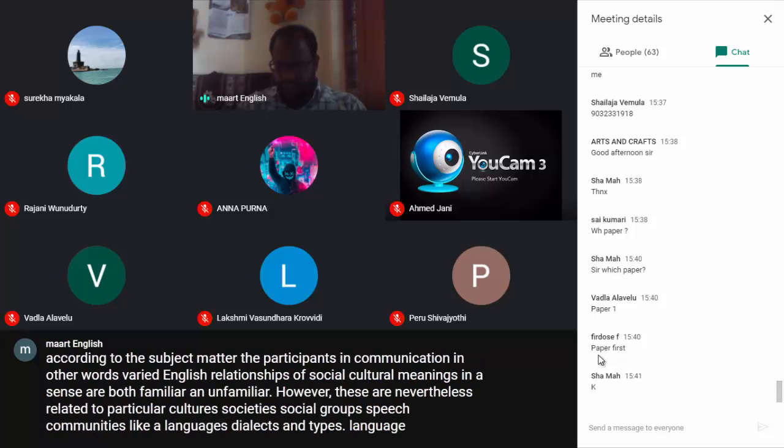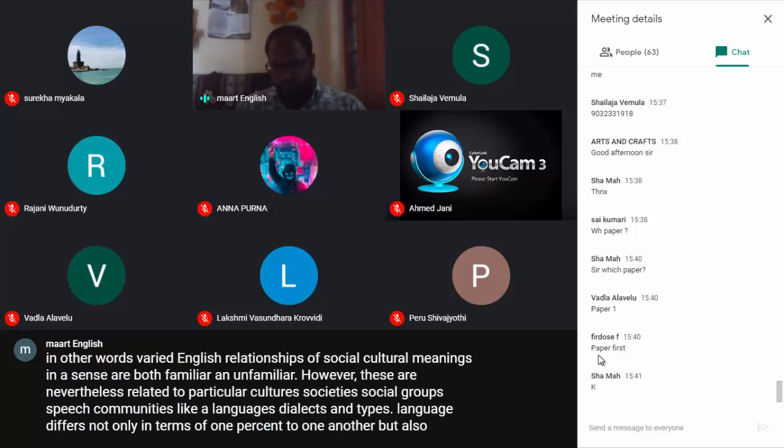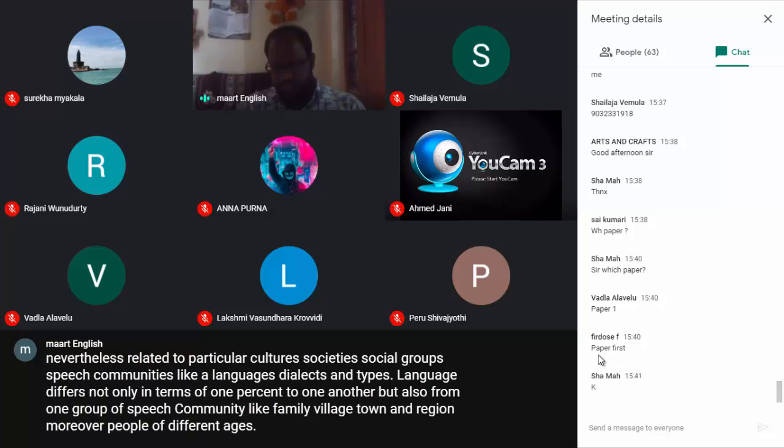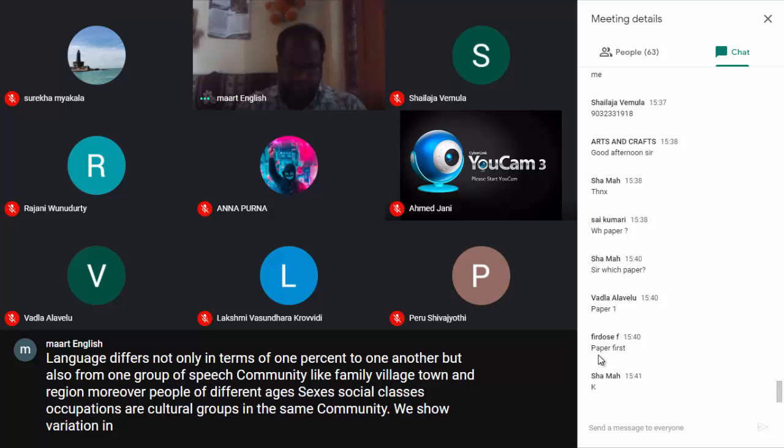Language differs not only from one person to another, but also from one speech community to another, like family, village, town, and region. Moreover, people of different ages, sexes, social classes, occupations, or cultural groups in the same community will show variation in their speech. In this way, language differs in geographical and social space.